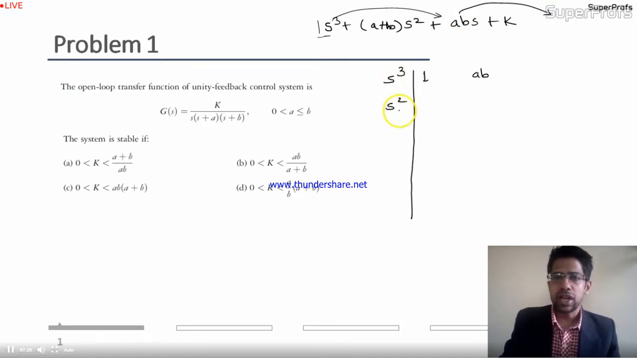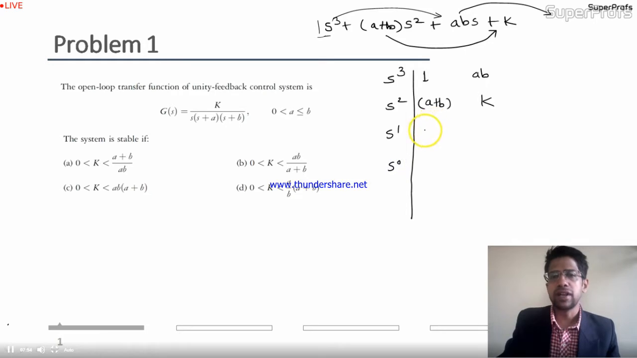Then you start from the coefficient of S square, which is A plus B, and go to the next alternate coefficient, which is K. As there are no further coefficients, you won't write anything ahead. Now you need to find out the coefficients related to these particular spaces.